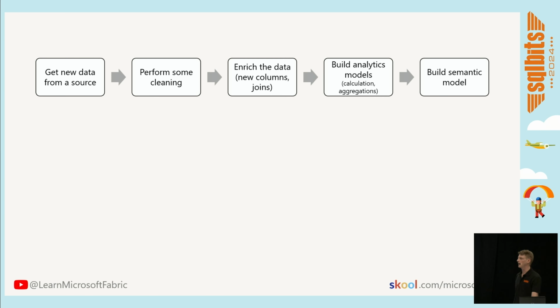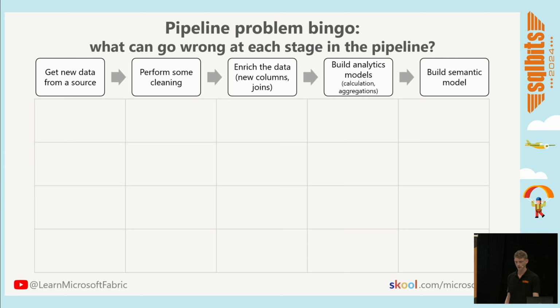What we need to think about as analytics engineers or data engineers is really what can go wrong at each stage in this pipeline. Like I mentioned, you have to be quite a pessimistic person. You have to really think hard about what can go wrong, and then build rule sets and checks to guard against all of these things. So this is a really fun game that I play most weekends called Pipeline Problem Bingo. And what I want you to do is think about, for each of these stages, what can go wrong.